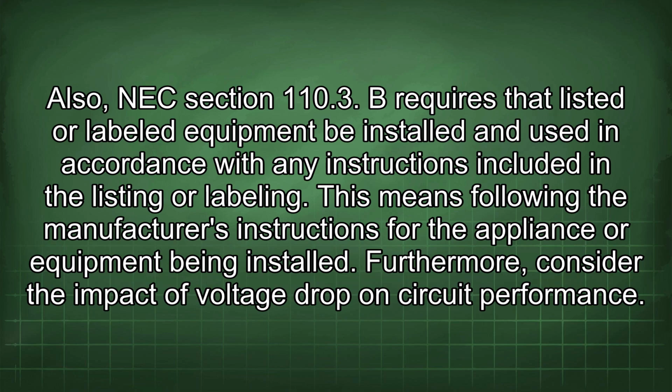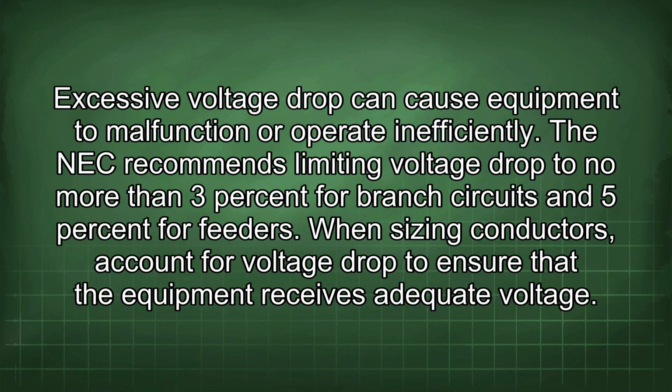Furthermore, consider the impact of voltage drop on circuit performance. Excessive voltage drop can cause equipment to malfunction or operate inefficiently. The NEC recommends limiting voltage drop to no more than 3% for branch circuits and 5% for feeders. When sizing conductors, account for voltage drop to ensure that the equipment receives adequate voltage.